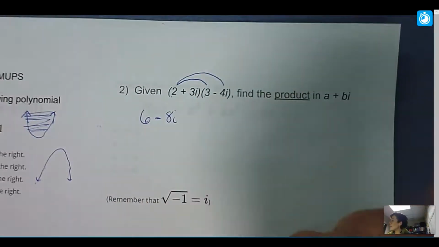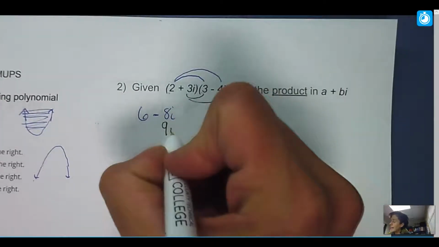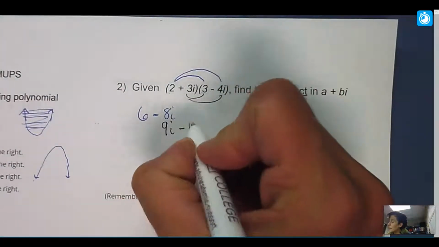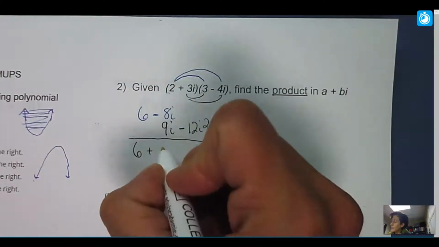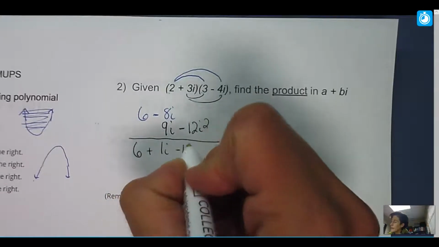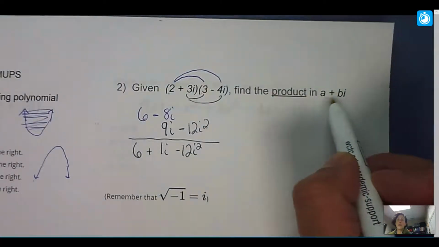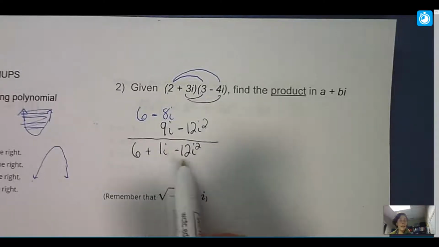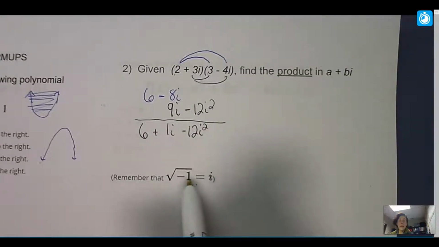And then I'll have the 3i distribute, and that's going to give me a 9i, which I'm going to stack with its like term, and when I distribute to this, I get a minus 12i squared. From there, I'm just going to simplify. The idea is we want this to be a plus bi, so a real number plus an imaginary number. The problem is this term here isn't quite fitting the bill, and that's where this comes in handy. The square root of -1 is worth i.